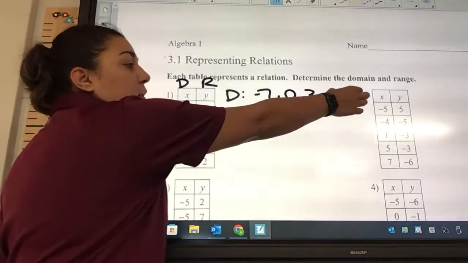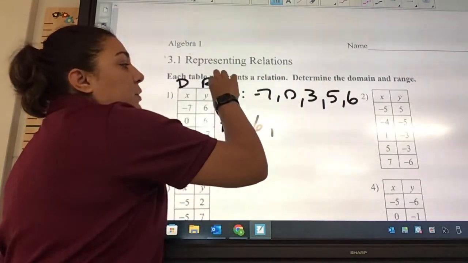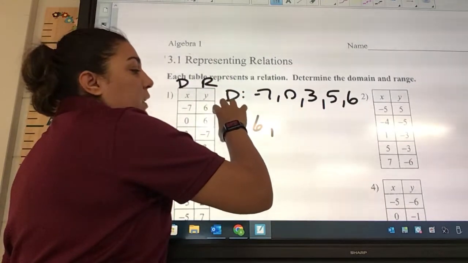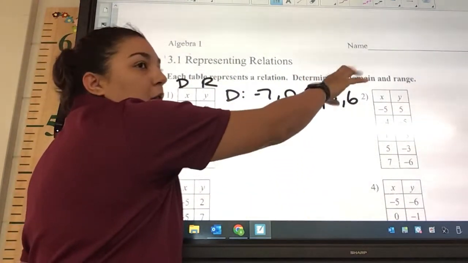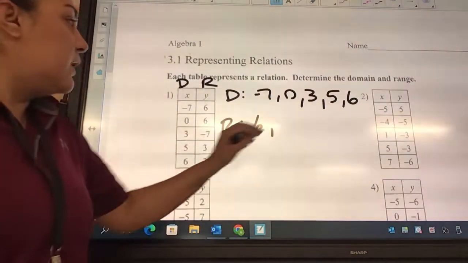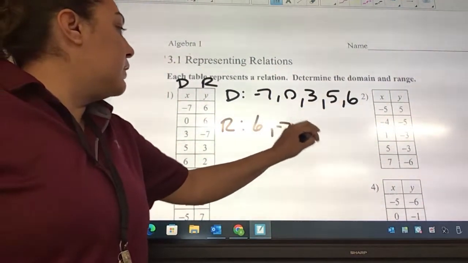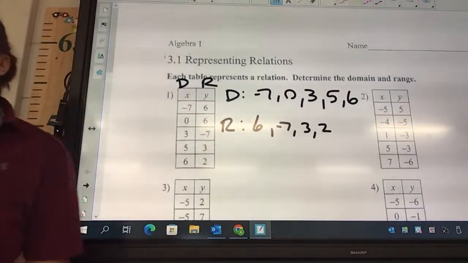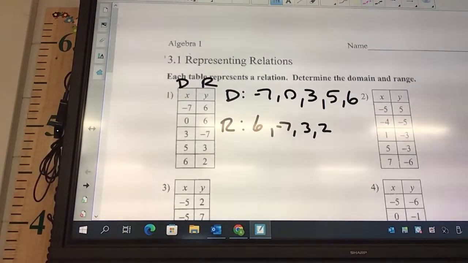See how this one has a 6 and that one has a 6? These are totally separate. So you just can't have the 6 on the same one. So you couldn't have 0, 0 up here. Okay? So you got 6, -7, 3, and 2. Okay, so the domain is the x's, the range is the y's.